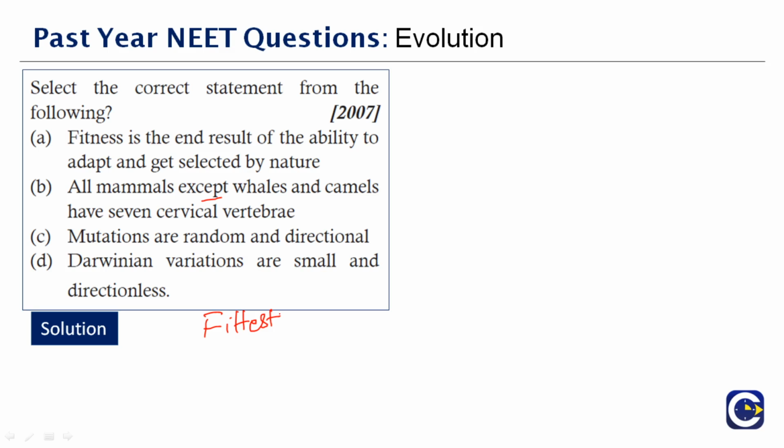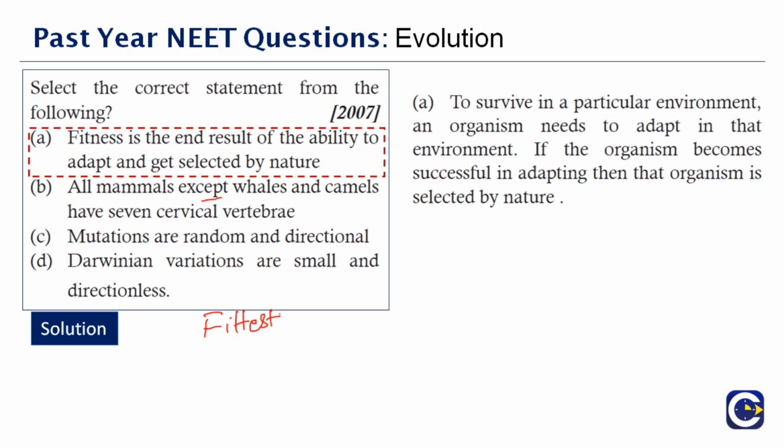It's not just about surviving in the ecosystem, but also in your real life. You know, there is a proverb saying, do as Romans do. Why do they say that? When there is a situation where you have to adapt and move on, that is a smart way. If you're not going to adapt, it's going to be a problem for yourself, not for the rest. So fitness is the end result of the ability to adapt and get selected by nature. Therefore the right answer is option A.